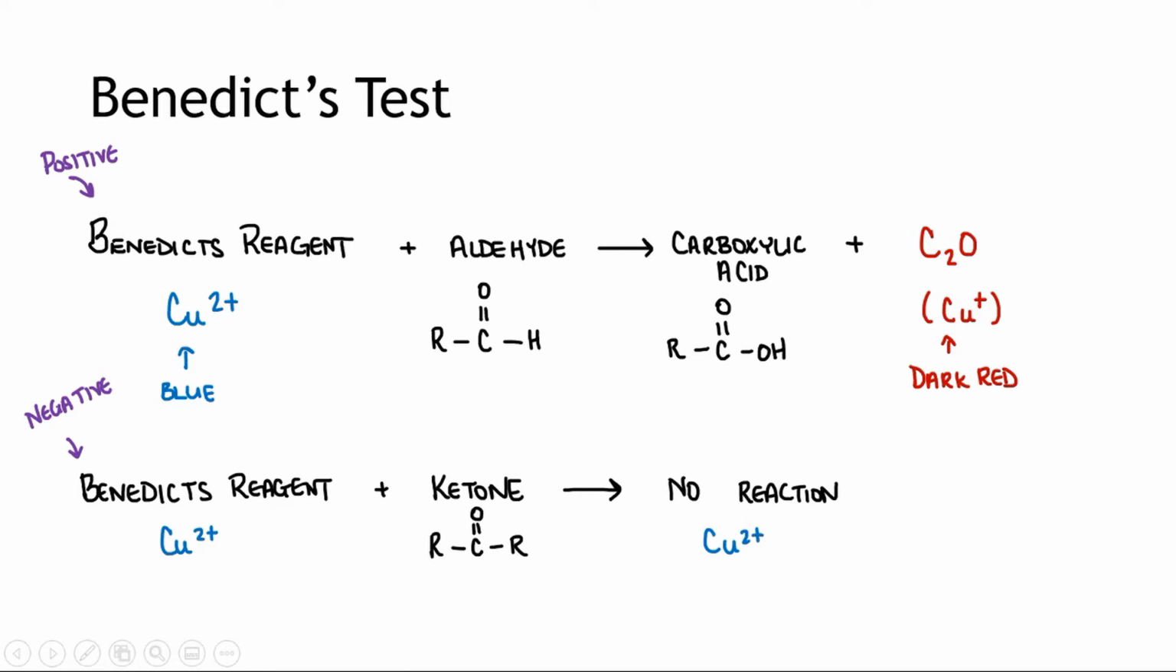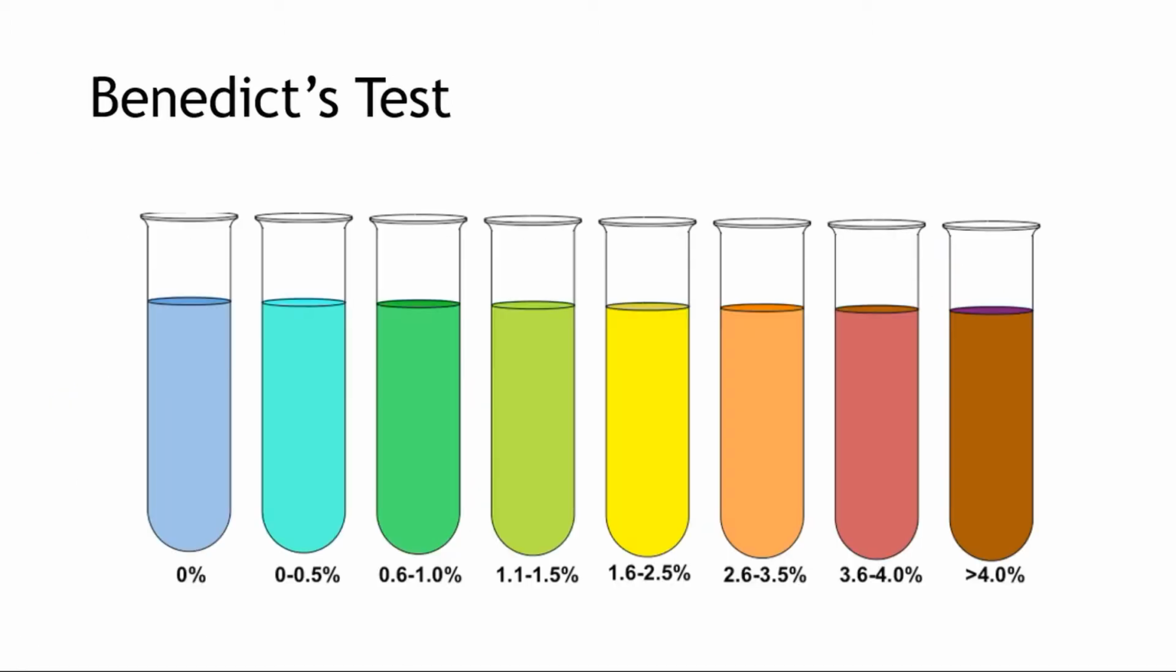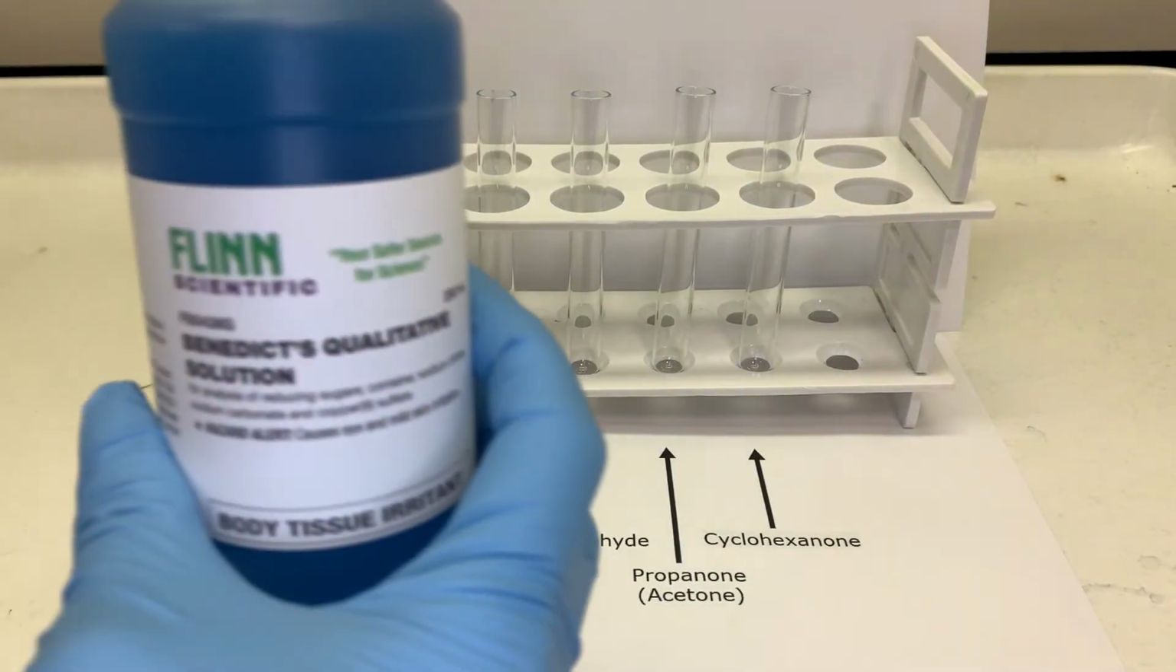Now the cool thing about this test is that it can actually be used as a quantitative test as well. The more aldehyde you have, the more it progresses from blue to green to yellow to orange to red. Because glucose is an aldehyde, this is a very common test for the presence and quantity of glucose in a solution. One of the downfalls of using this test is that it can produce some false negatives.